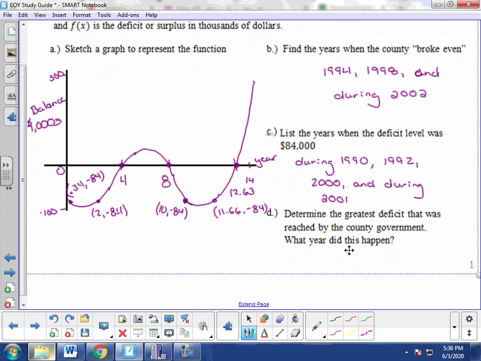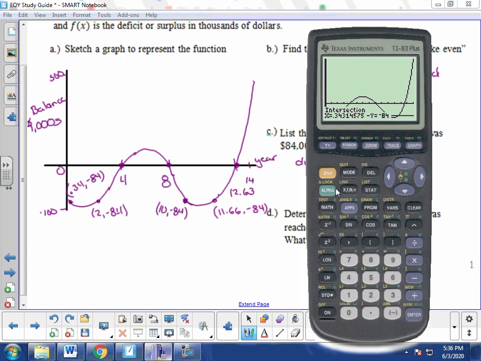Finally, in D, it says determine the greatest deficit that was reached by the county government. What year did it happen? So the greatest deficit is going to be down here in our minimum points on our graph. So to find those, we hit second, trace. We can hit this button 3, minimum. It'll say left bound. So it looks like I have a minimum over here. So I'm going to move to the left.